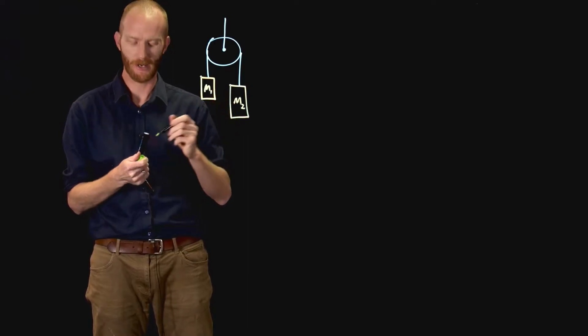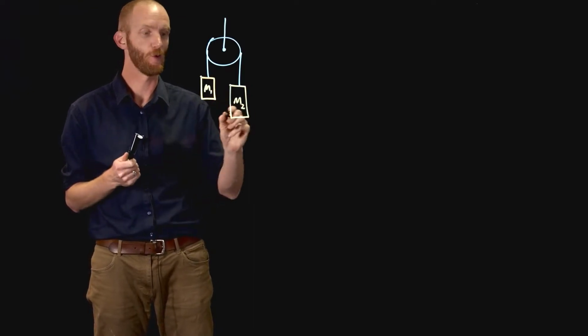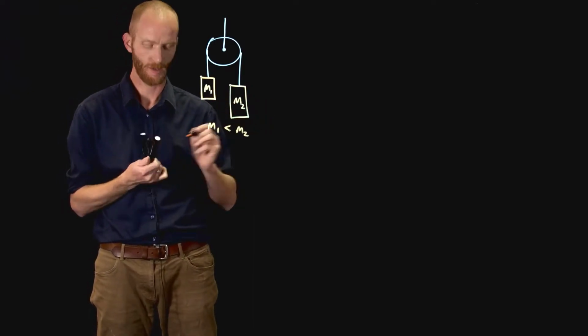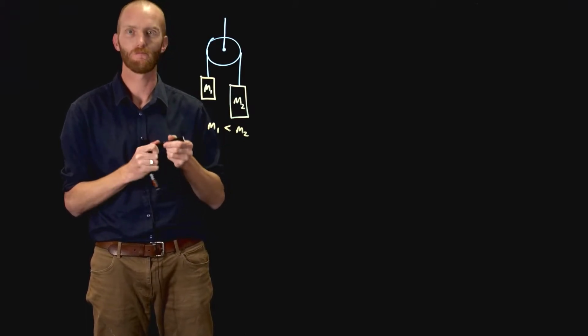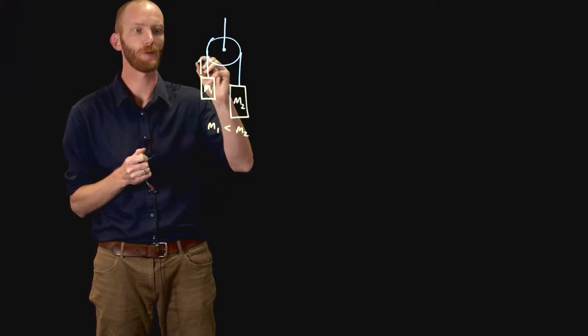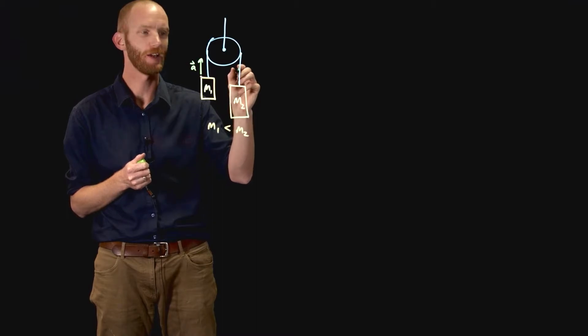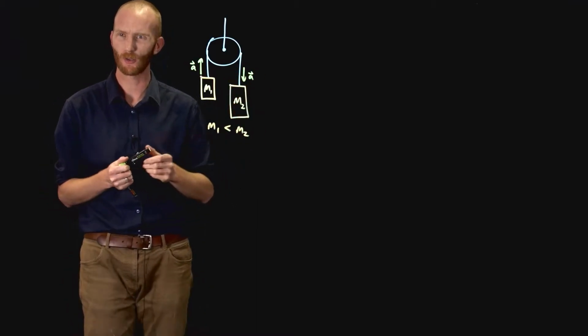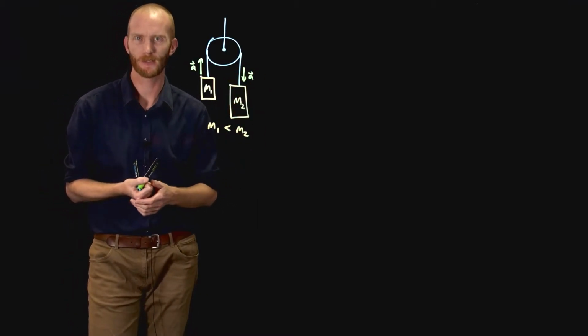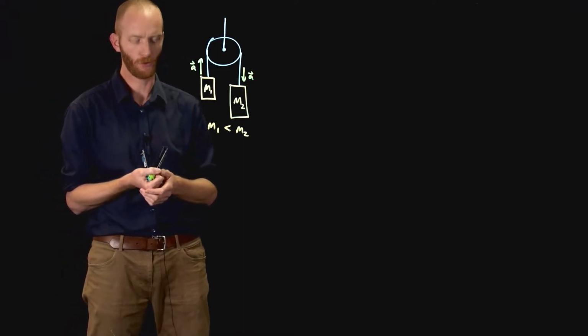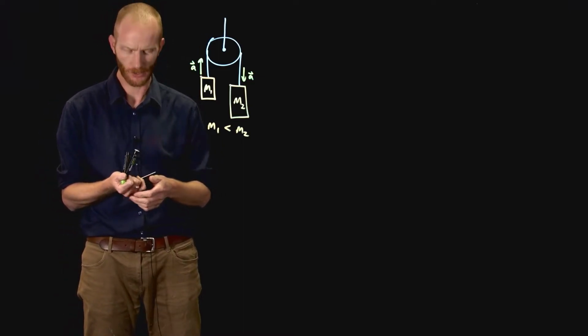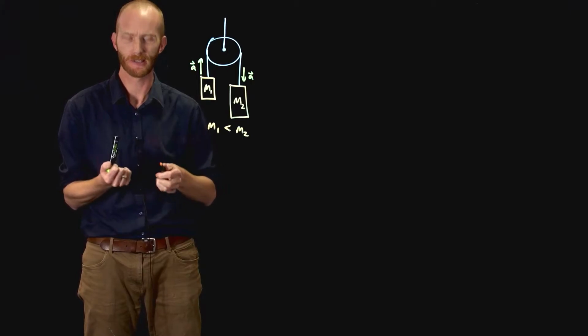Let's take the case when M2 is bigger than M1, which is as I've drawn it. In that situation, M1 is going to accelerate up and M2 is going to accelerate down. I'm going to draw two separate free body diagrams, one for M1 and one for M2. And we're going to try and resolve what that acceleration is.